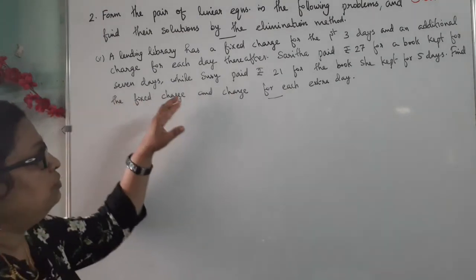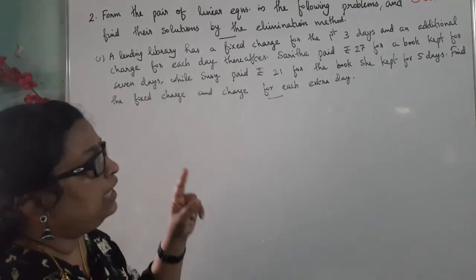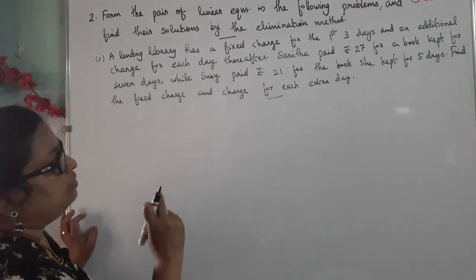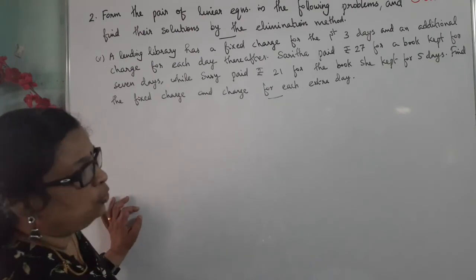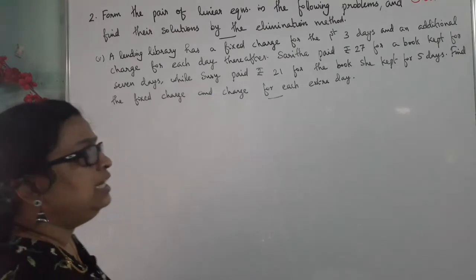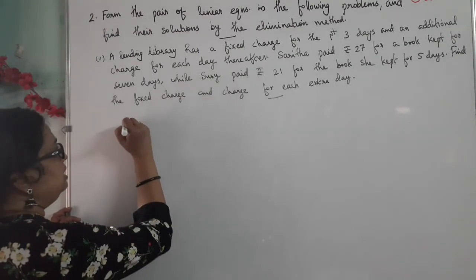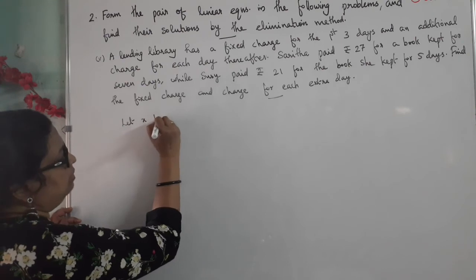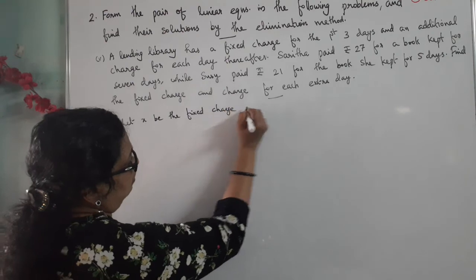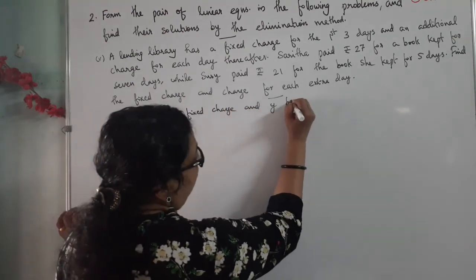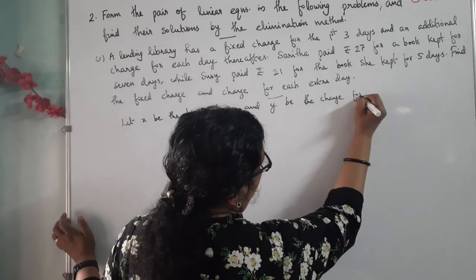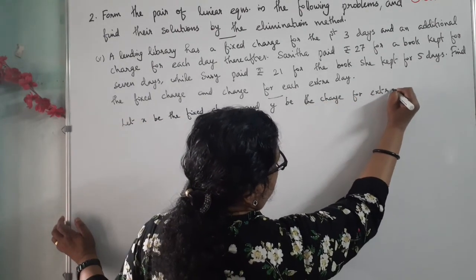Then the last question. A lending library has a fixed charge for the first 3 days and an additional charge for each day thereafter. Sarita paid rupees 27 for a book kept for 7 days and Susie paid rupees 21 for the book she kept for 5 days. Find the fixed charge and the charge for each extra day. So let x be the fixed charge and y be the charge for extra day, that is additional charge.